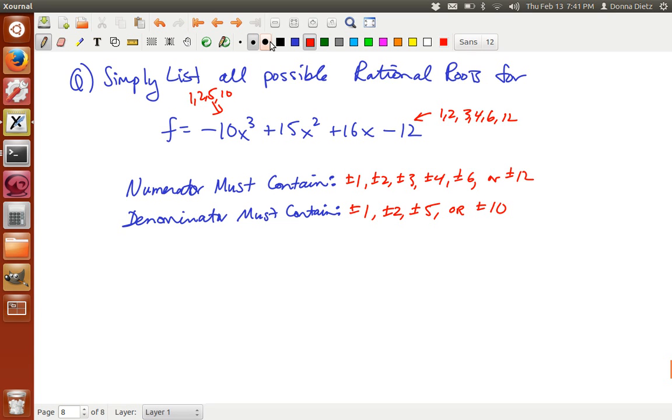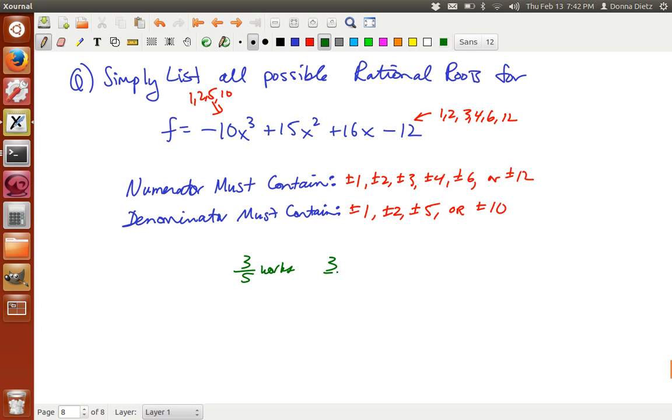So for example, and there are some overlaps, okay? So for example, it could be 3 over 5 works. 6 over 2 is 3, but it's already represented in 3 over 1. So some of these are kind of duplicates.